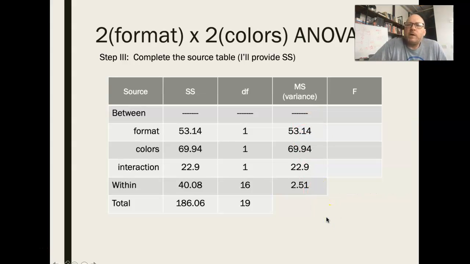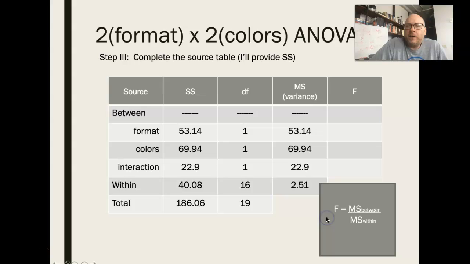The next thing we'll work on is calculating our F values. F is mean squared between groups over mean squared within groups. So that's the variance from group means and the variance from individuals being spread out. Now, it's going to use the same MS within for 3 different tests.